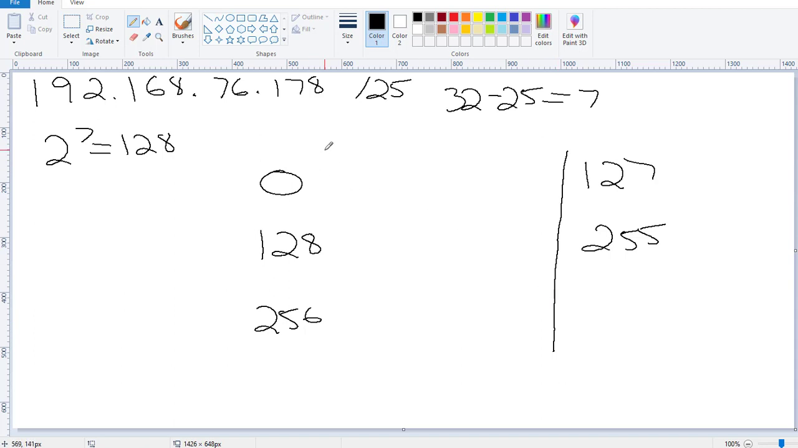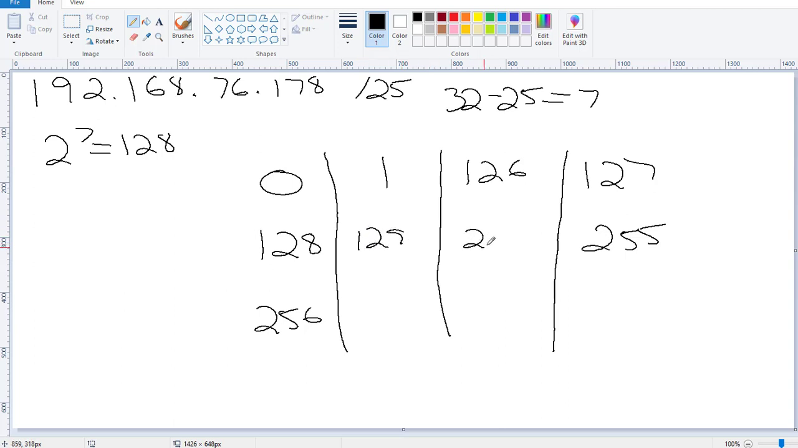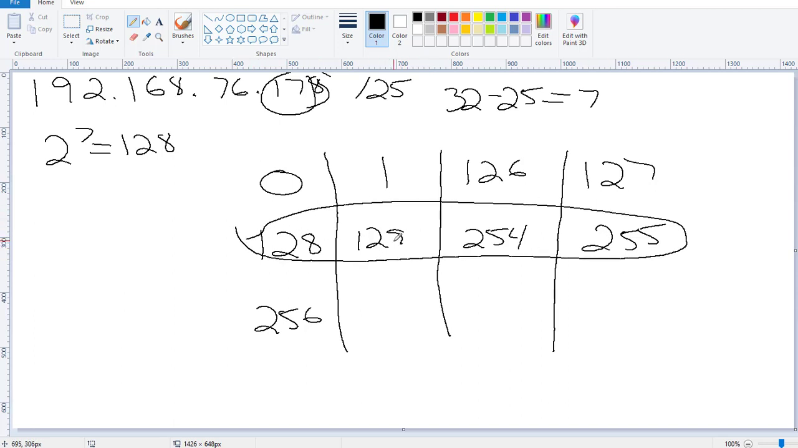And if I do a line, there would be stuff in the middle. So this would be 1 and 126. This would be 129 and 254. We're trying to match this number, 178. So where does 178 fall? In which range? Well, it falls in this range here because it's between 129 and 254.